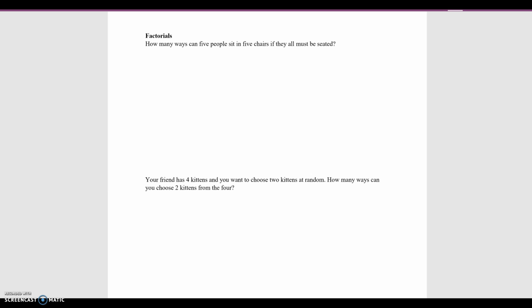So how many ways can five people sit in five chairs if they all must be seated? Well, notice that I have five chairs. 1, 2, 3, 4, 5. So let's say that's a chair. Now, I have five people, ready to be seated. So here's my first one. Here's my other one. Here's my other one. My other one. And my other one. Okay, so 1, 2, 3, 4, 5. How many ways can five people sit in the five chairs if they all must be seated?